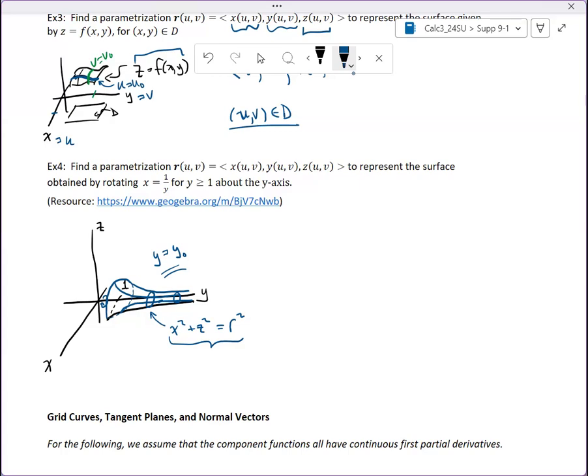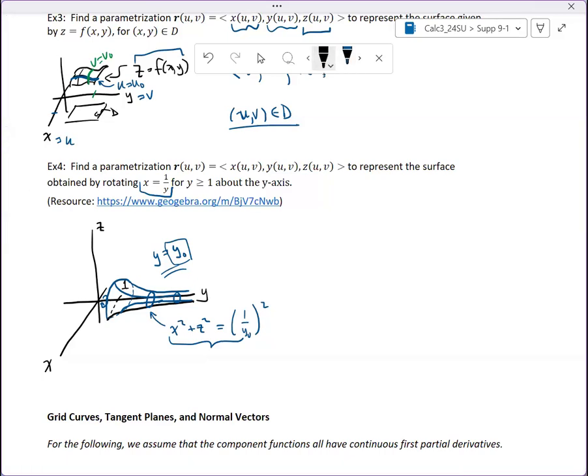And in particular, what's the radius of this circle? Well, the radius is just the x value, or the value of x at y equals y naught. It's 1 over y naught. So for a given y equals y naught, my tracing would be a circle of radius 1 over y naught in a plane parallel to the xz plane.